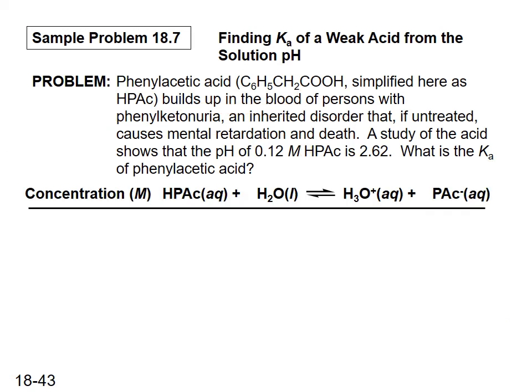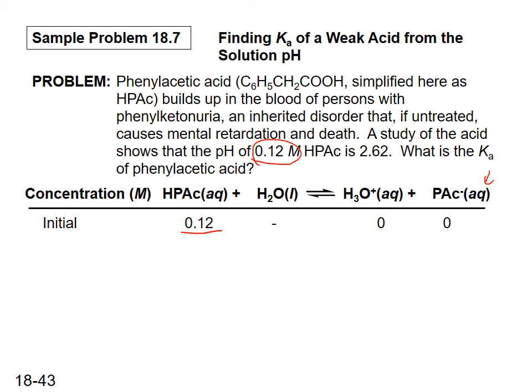To construct the table, we first write the balanced reaction equation, and then in the first row we write the initial concentration, so 0.12 molarity of the acid. So that's the initial concentration. Now what about initial hydronium ion?